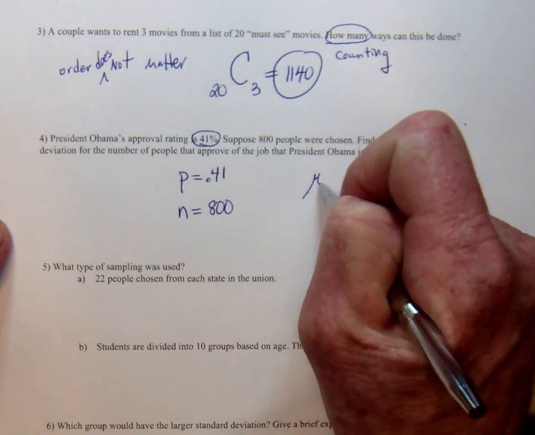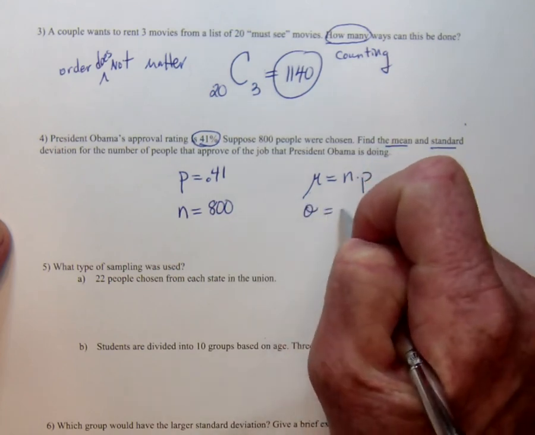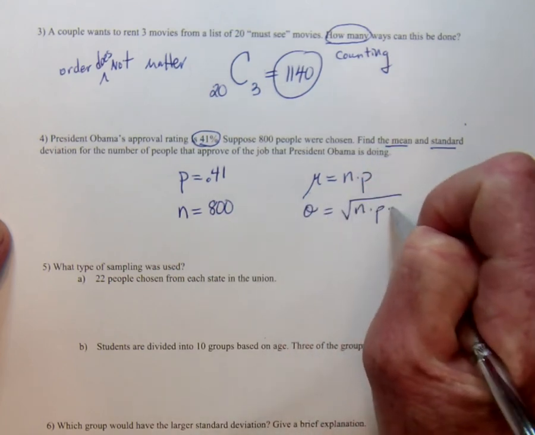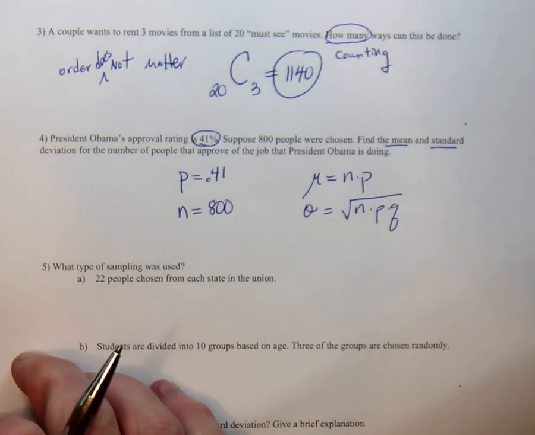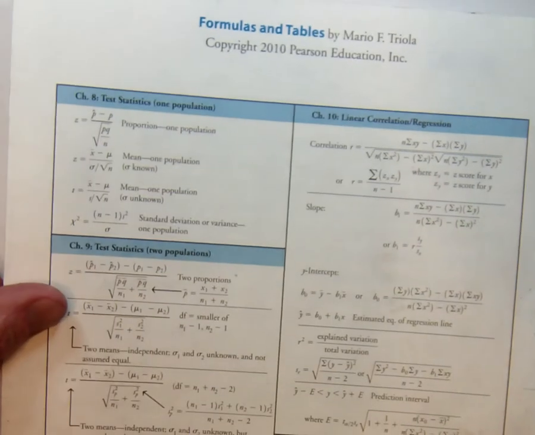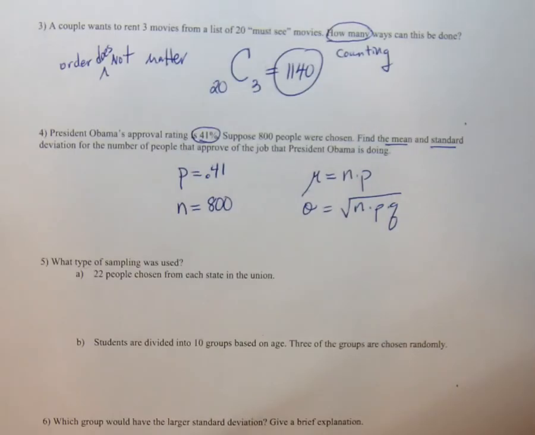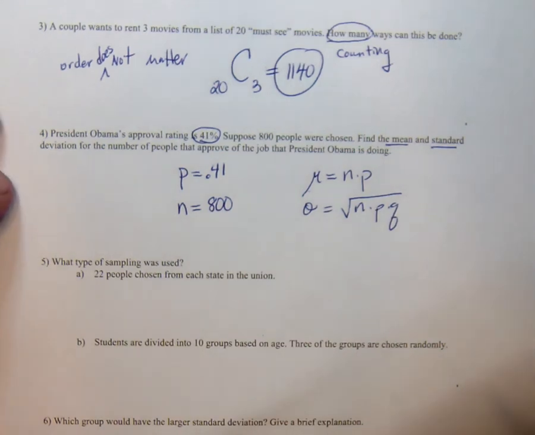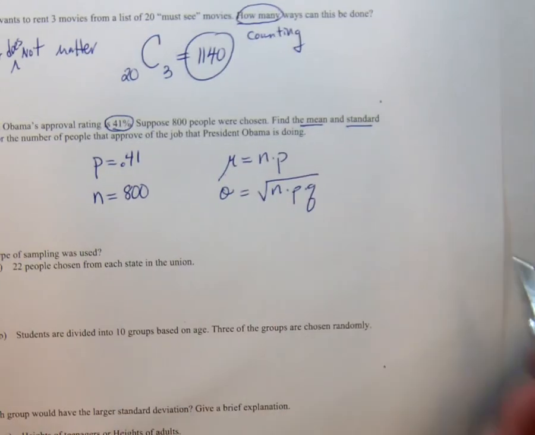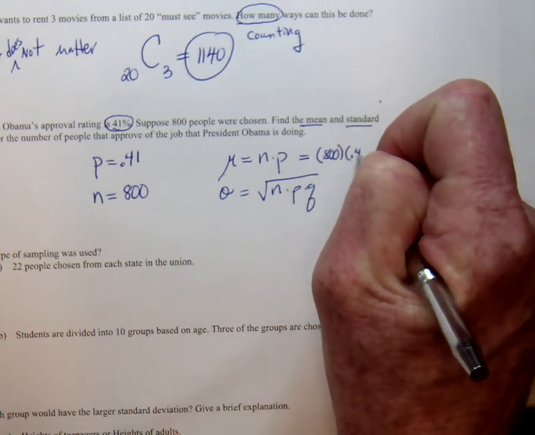So the mean in a binomial situation is n times p. So we just need to multiply those 2 numbers. The standard deviation is equal to the square root of n times p times q. And in case you forgot, remember you can use this formula card, which also has these tables on the test. All right, so now let's do the math. So it's going to be n times p is going to be 800 times 0.41.